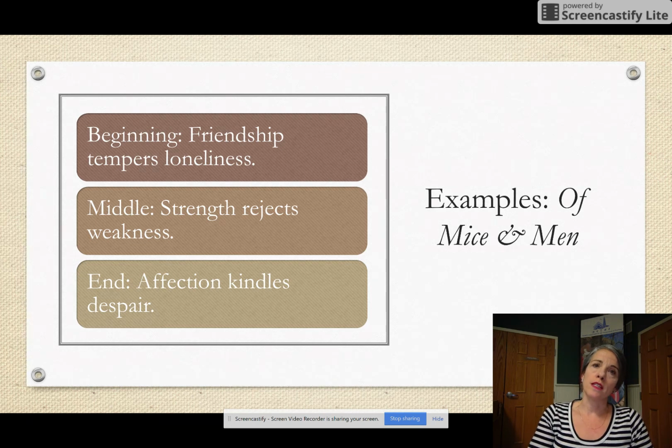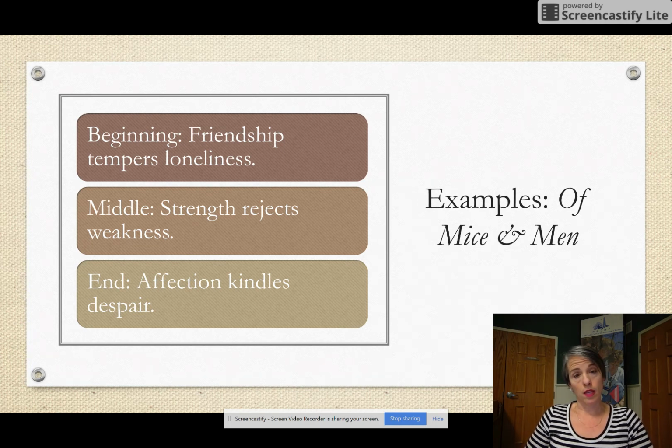But for instance, in the middle of the novel, strength rejects weakness. Now we have more than just Lenny killing some mice and some rabbits and maybe a puppy. We also have Candy's dog. We also have the treatment of Curly's wife, right? And we also have Curly's treatment of Lenny, whom he sees as weak. Nothing weak can thrive in Steinbeck's universe, right?